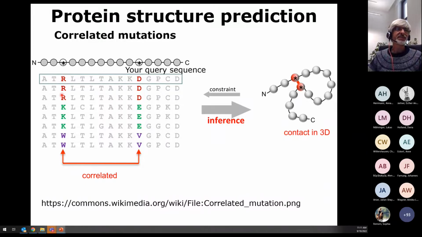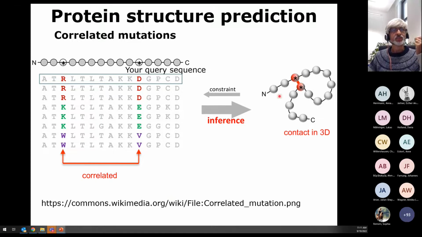Or when this is an arginine, the other is an aspartic. Or when this is a tryptophan, which is a bit more hydrophobic, the other is a valine, which is hydrophobic. You don't know exactly how this correlates, but you can find the correlation because it's a mathematical thing. You just need to analyze the multiple sequence alignment.